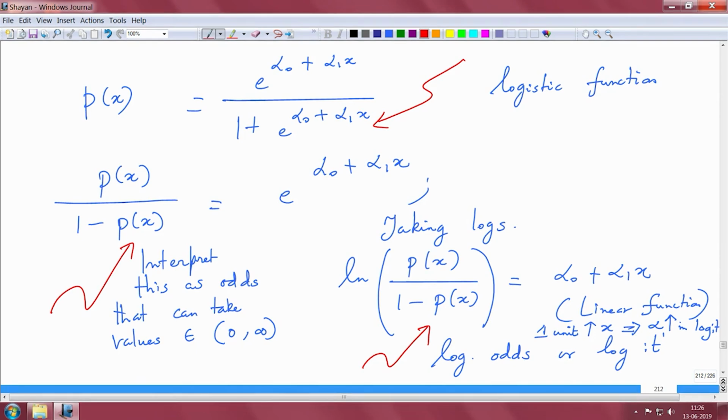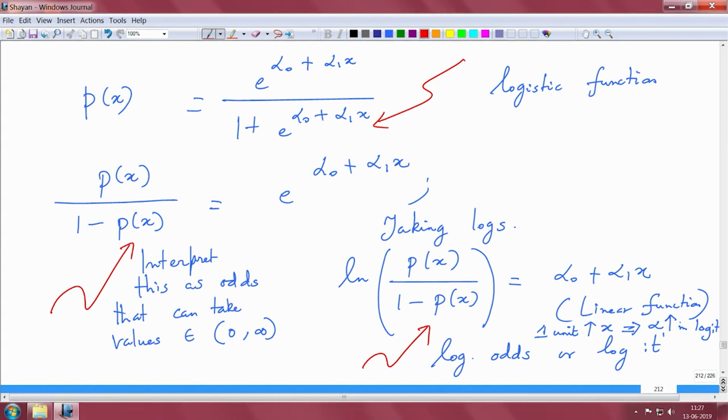1 minus p of x corresponds to a tail. So, you can interpret this in terms of odds, and p of x upon 1 minus p of x takes the value e power alpha naught plus alpha 1 x, and this ratio can take values between 0 and infinity, because p of x is between 0 and 1.